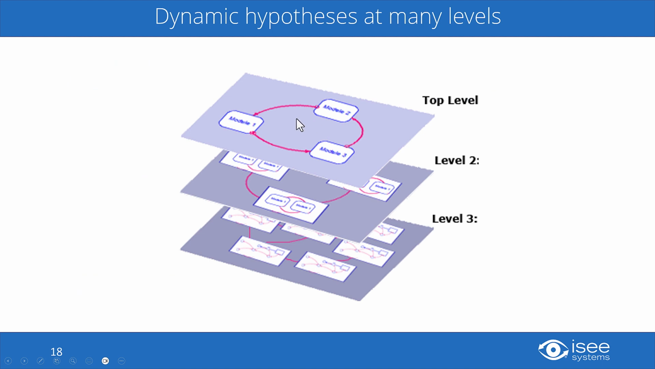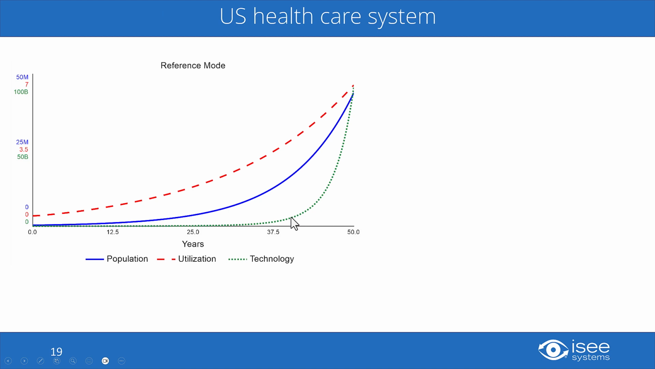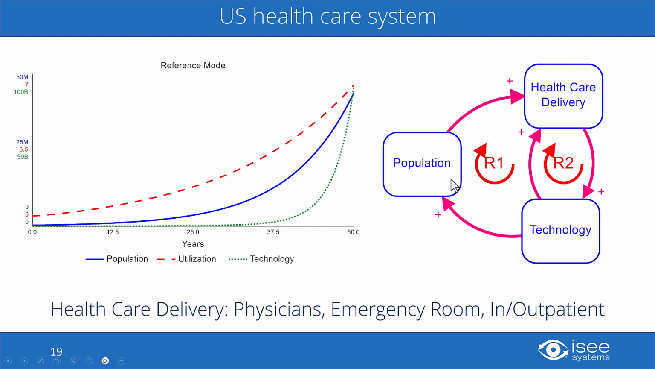So if we look at this picture, this is my high-level dynamic hypothesis, and then for each module, I have another dynamic hypothesis under it, and then under these modules, I have stock and flow diagrams. I might have more modules. So just to make sure you have the picture, here's a reference mode at a high level of the U.S. healthcare system. And this is the dynamic hypothesis for that, where healthcare delivery includes physicians, emergency room, in and outpatients, just reduced to this to help us see what's going on.